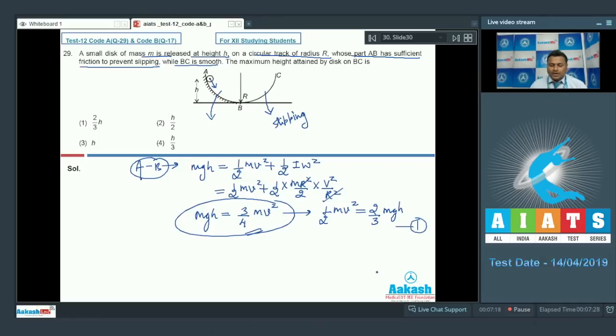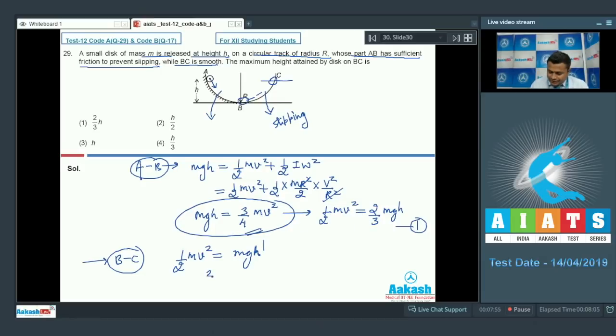Equation number 1. Now for journey B to C, suppose the particle reaches maximum height somewhere here. Now the kinetic energy is getting converted into potential energy. From B it will only slide, it will not roll, which means there is only translational kinetic energy, that is half mv square, which will be completely converted into potential energy at the highest point, mg h dash, where h dash is the highest point, or you can say height.